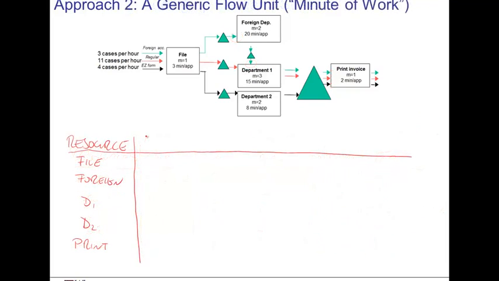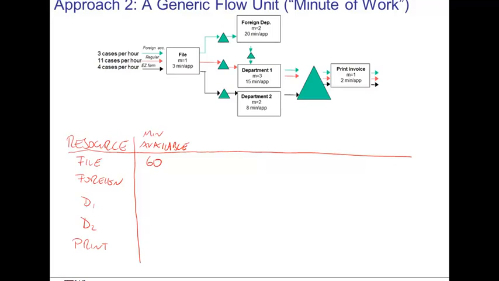The first approach was based on simply adding up the flows at the various resources, computing a total flow, and using that as our demand rate. The second approach I want to illustrate is slightly different. Think about work flowing through the system. At each of the resources, we have a certain amount of work that the various resources can provide. For example, at the filing department, we are able to provide 60 minutes per hour of time.